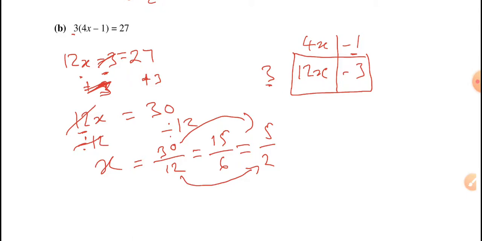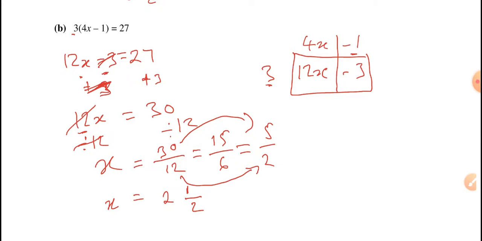So we now have x is equal to 5 over 2, which we can write as a mixed number. Now, how many times does 2 go into 5? 2 times, remainder 1. So the answer is x is 2 and a half, or x is 2.5.